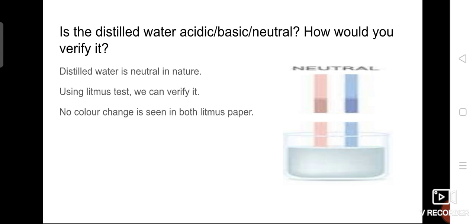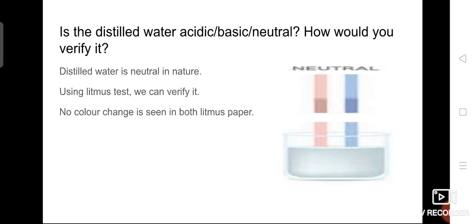Using the litmus test, we can prove that. If you dip both red litmus and blue litmus in distilled water, it doesn't change its color. Just it will be wet, but it won't change its color. So with the help of the litmus paper test, we can easily prove that distilled water is neutral in nature.